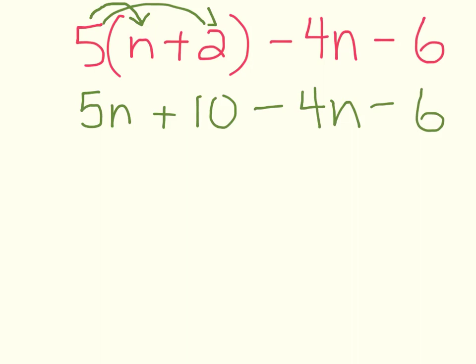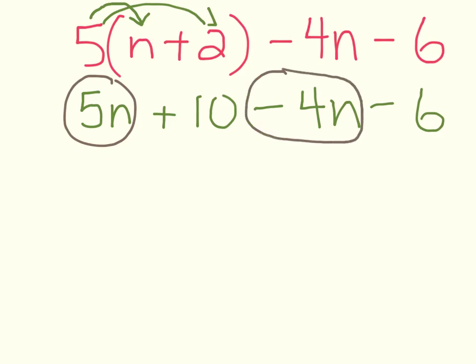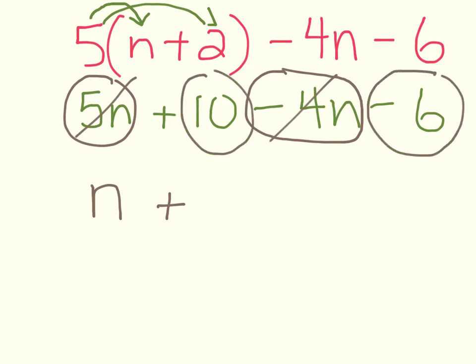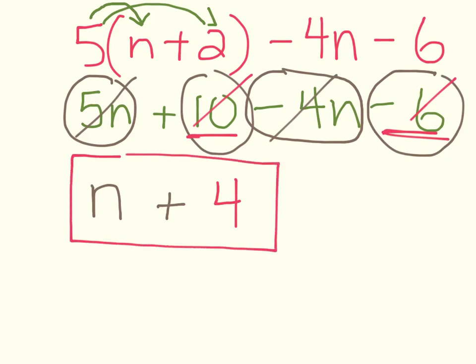Now let's see if we see any like terms. I see my n's, I have 5n and negative 4n. If I put that together, 5 plus negative 4 leaves me with just one n, so I can just write it as n. My other like terms, I have 10 and then a negative 6. 10 plus negative 6 is 4. So this would be my new expression, n plus 4. All right, so that's just a quick review on combining like terms.